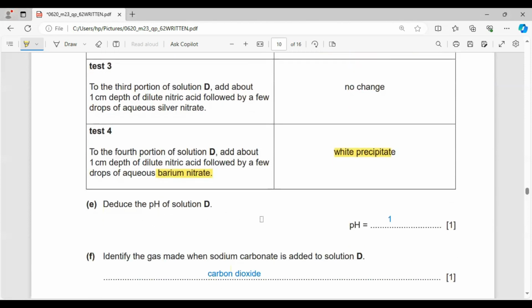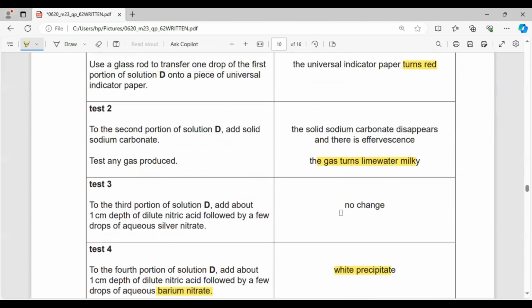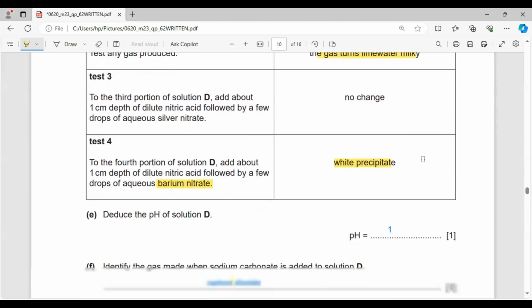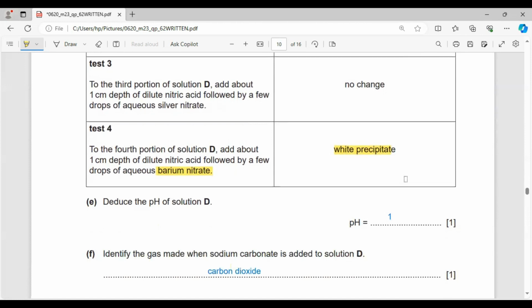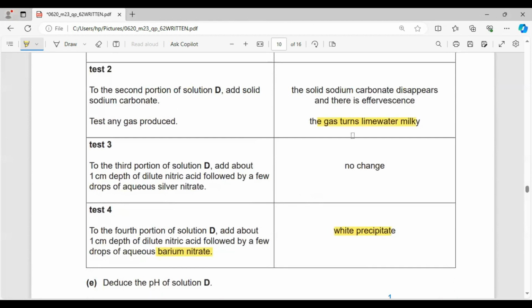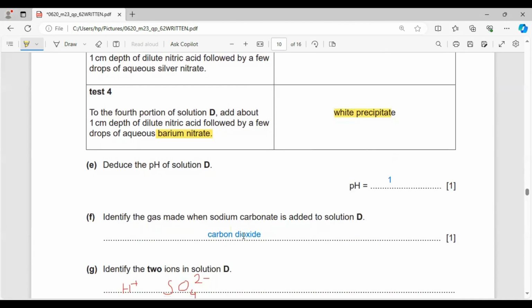Deduce the pH of solution D, which is 1. As we saw, universal indicator turns red in color. We can write pH 1, 2 or 3. Identify the gas made when sodium carbonate is added to solution D. As we saw, effervescence was seen and it is a carbonate. Also, the gas turns lime water milky. It is carbon dioxide gas.